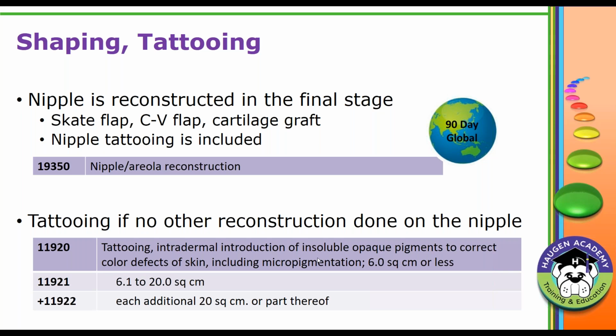If no other reconstruction has been done on the nipple, or if you're just performing touch-ups, they can bill the tattooing separately. So an example would be the patient presents to her surgeon's office 3 years after her breast reconstruction. She previously had bilateral skate flap nipple reconstruction with tattooing, but the tattoos have faded and the patient desires a touch-up. Each nipple is approximately 20 square centimeters, equaling a total of 40 for both nipples. So in that case, we would go ahead and bill 11921 and 11922.